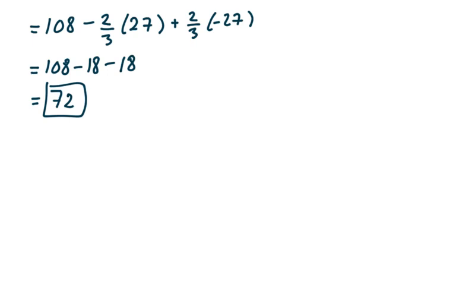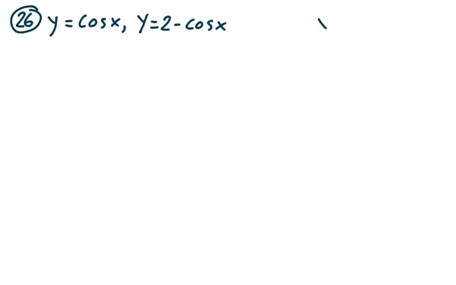Let's take a look at this problem. We'll take a look at 26. So I want to take advantage of a bit of trigonometry with you guys. And so here we get y equals cosine x, right? And y equals 2 minus cosine x. Now, x is less than or equal to 2 pi, and it's greater than or equal to 0, okay?